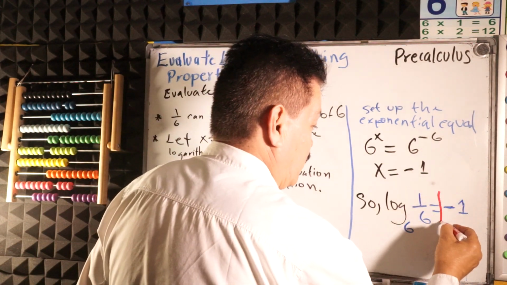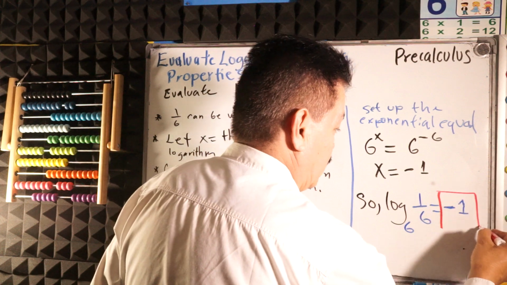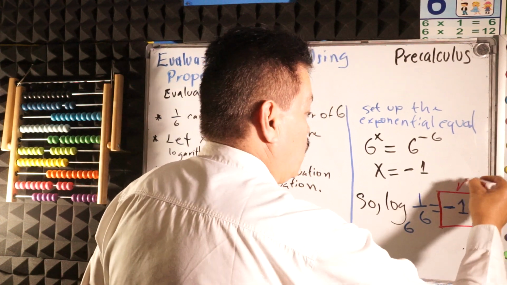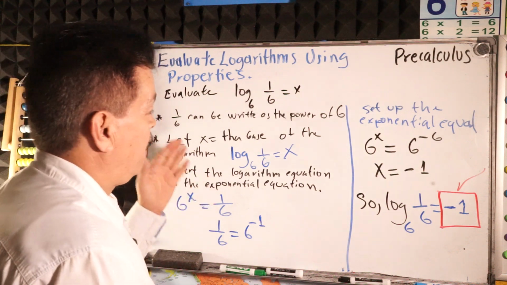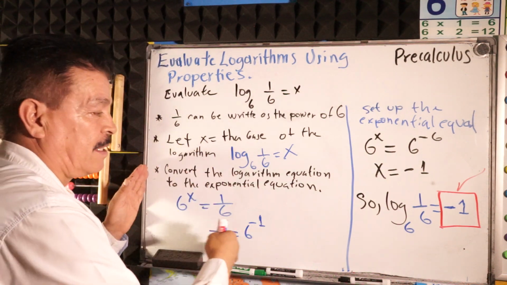Remember, we did the first one. Hopefully all these steps help you to understand our class, the common logarithms using properties. I did it step by step.